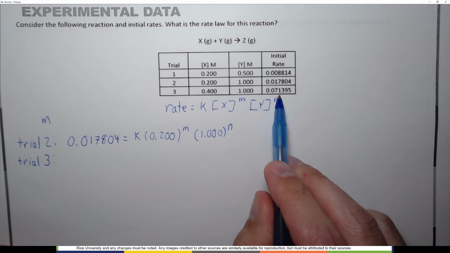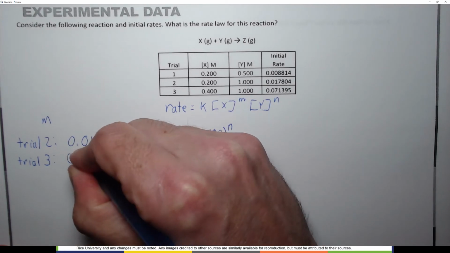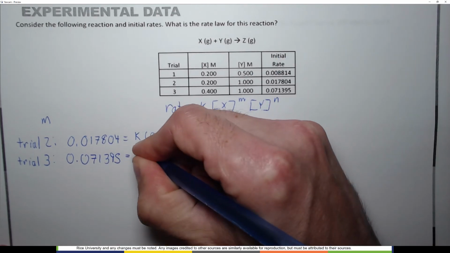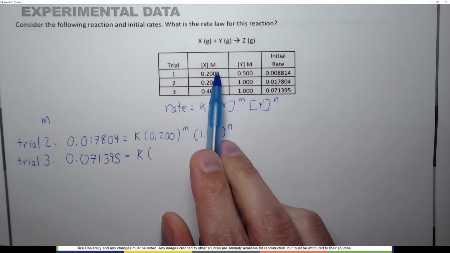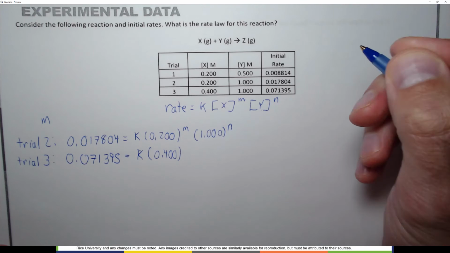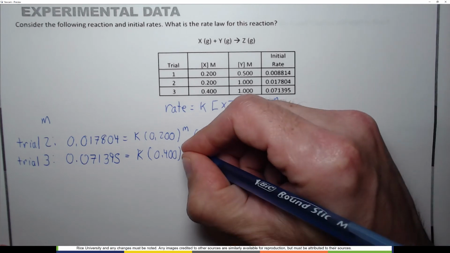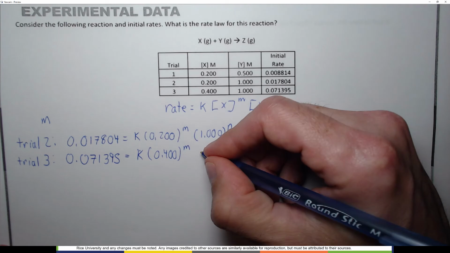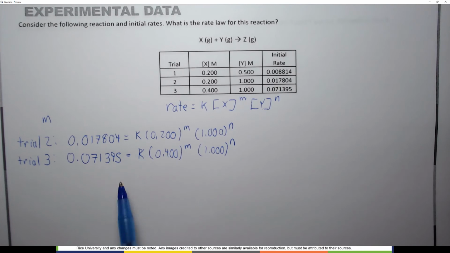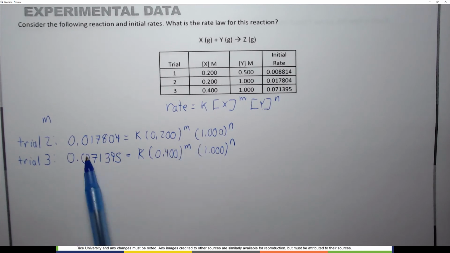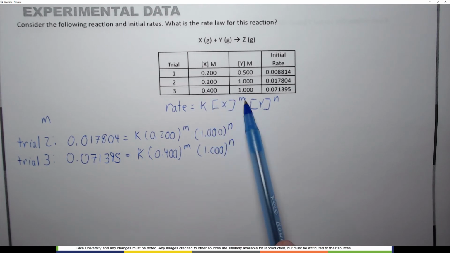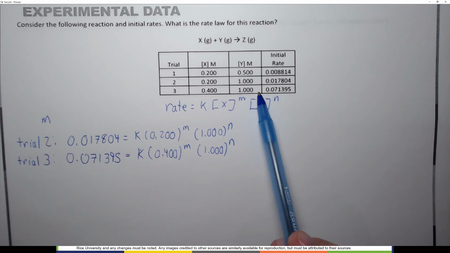Repeat for trial 3. I know the rate of trial 3, 0.071395, equals k, I don't know k. Concentration of x, I do know, it's 0.400 molar. Again, I'm leaving out units for simplicity. And I don't know m still. I do know the concentration of y, 1.00 molar, and I still don't know n. So I have now filled out everything that I do know for trial 2 and trial 3. And again, I picked trial 2 and trial 3 because x changes, and I care about x because I'm looking for m, and y does not change.